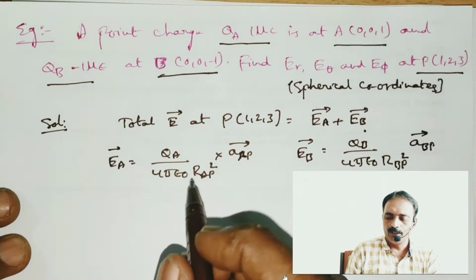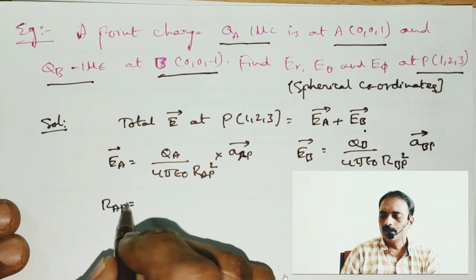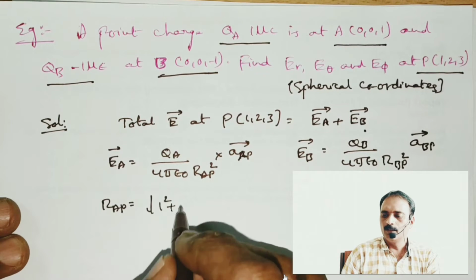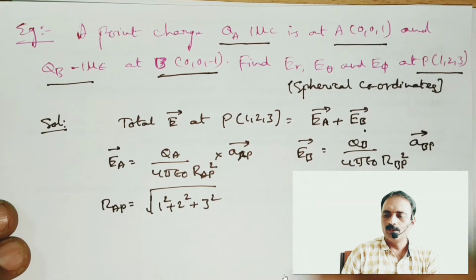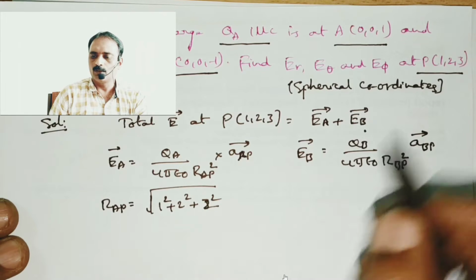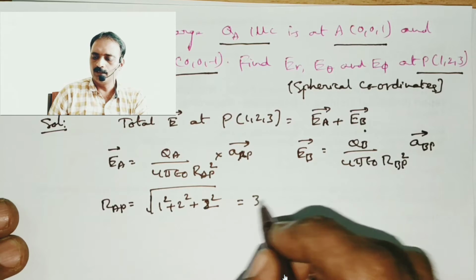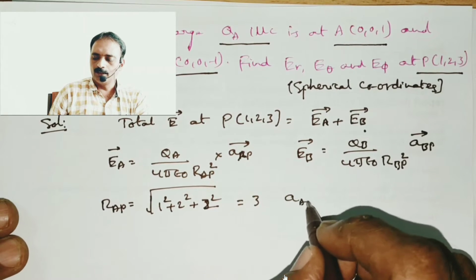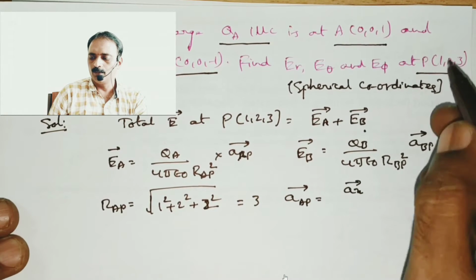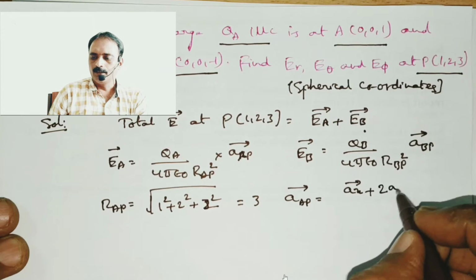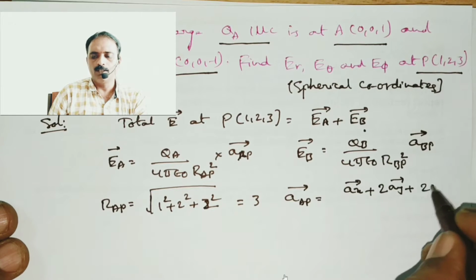Let us find the magnitudes here. RAP, that is the radial distance, is given as square root of (1 minus 0) square plus (2 minus 0) square plus (3 minus 1) whole square, considering point P and point A. So this gives square root of 1 square plus 2 square plus 2 square, which is equal to 3. Similarly, the unit vector AAP bar is equal to AX bar plus 2AY bar plus 2AZ bar divided by square root of 1 square plus 2 square plus 2 square, that is 3. Already we have evaluated this.